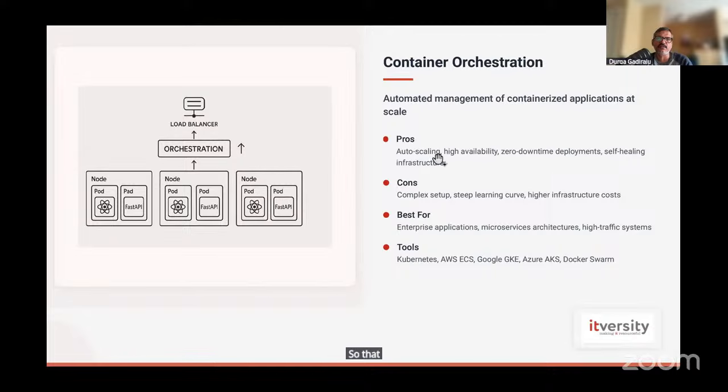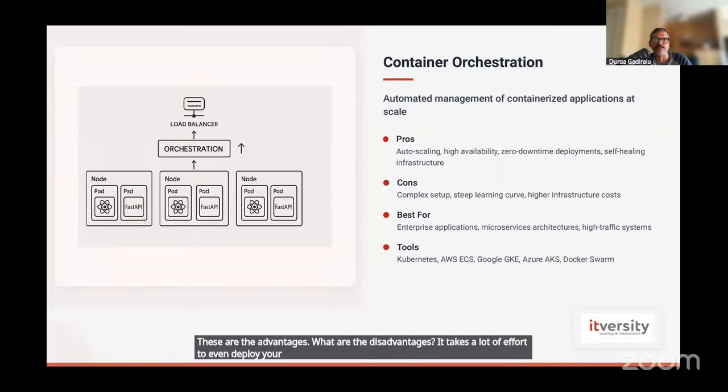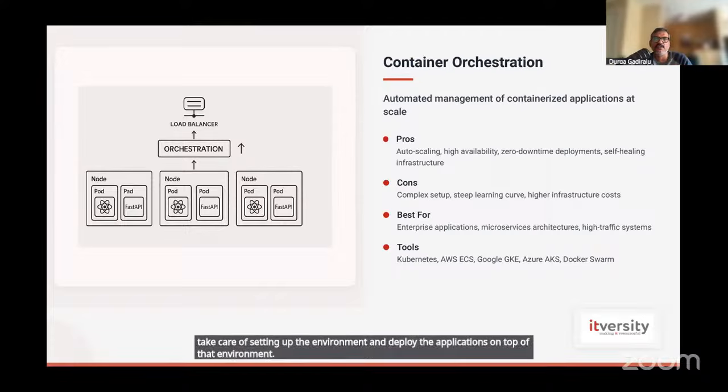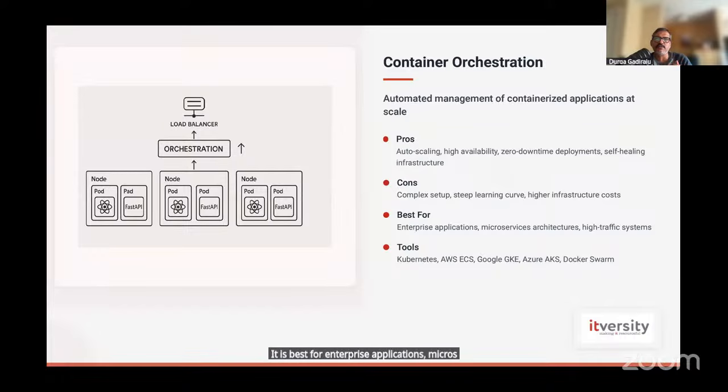So the advantages are, let's say you wanted to build a very large scale application which is busy in the morning, not so busy in the evening. In the evening you might want to give away those resources to something else. That's where you can have the Kubernetes based environment: auto scaling, high availability, zero downtime deployments, and self-healing infrastructure. These are the advantages. What are the disadvantages? It takes a lot of effort to even deploy your first application. And there's a steep learning curve. You have to have a specialized DevOps team. Then only will they be able to take care of setting up the environment and deploy the applications on top of that environment. It is best for enterprise applications, microservices architecture, and high traffic systems.